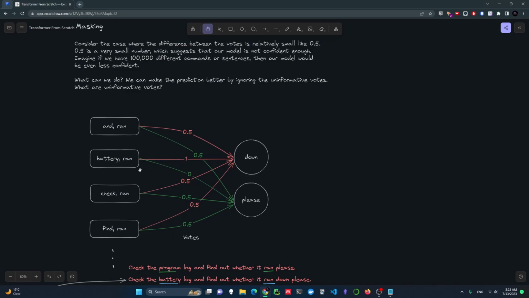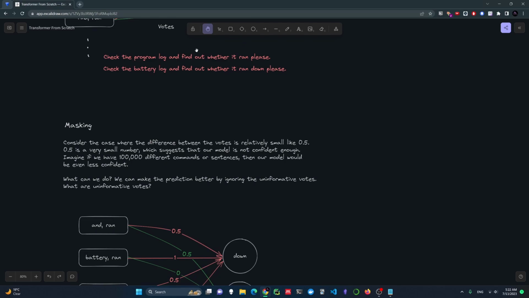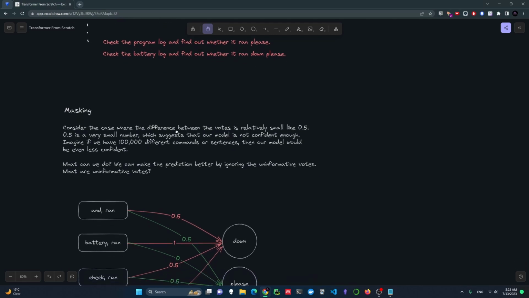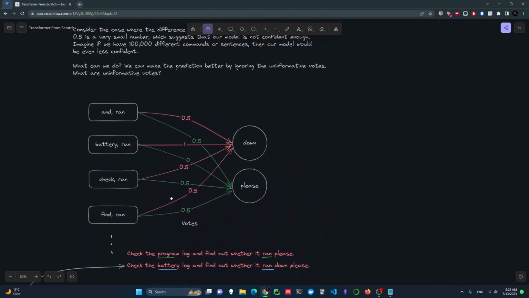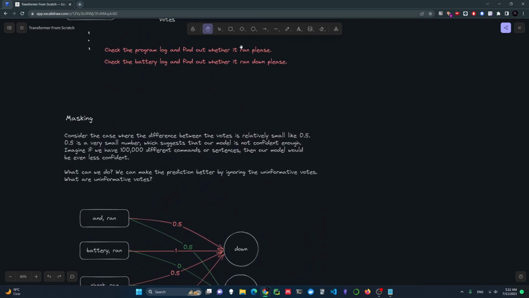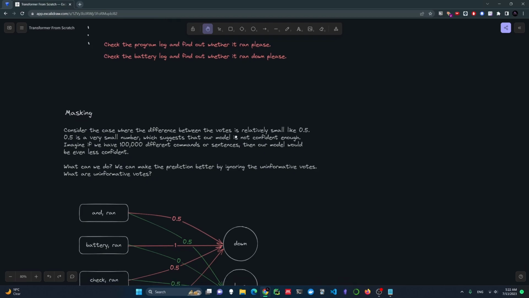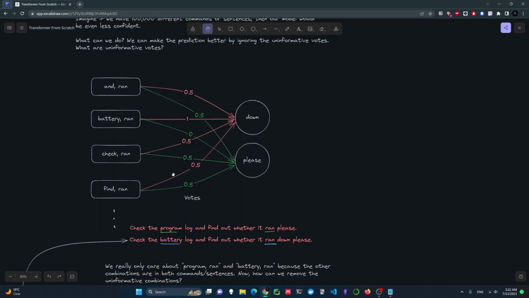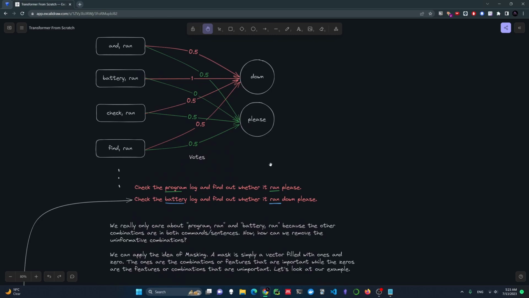So we can consider battery and ran, this word combination, to be significant. Another one will be program and ran, right? Because these two are distinct words. Others are just repeating themselves, right? And again, we're trying to predict the word after ran. So that's why you don't see please and down in these combinations. Okay, so we only really care about battery ran and program ran because the other combinations are in both commands.